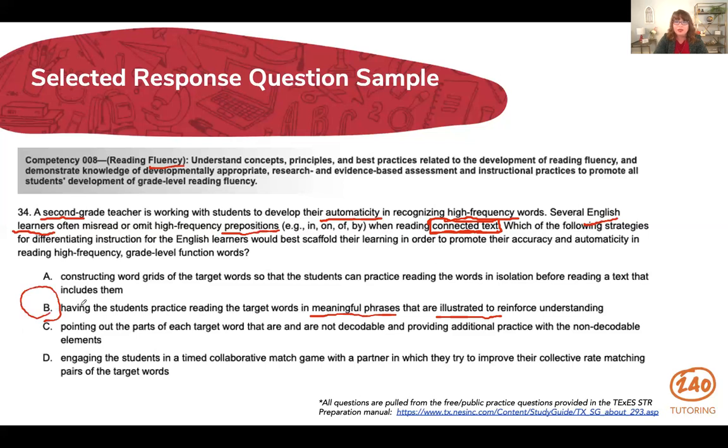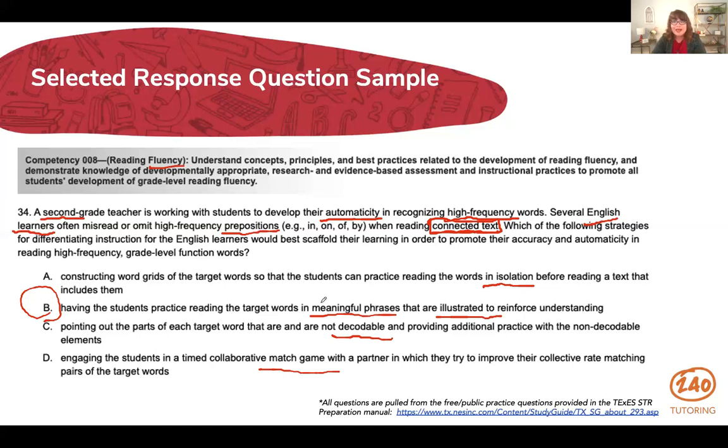Now let's talk about why the others are not. Choices A, C, and D are not directly aligned with supporting students in reading these words in connected text. All right. Plus, they are missing that extra spotlight of being illustrated to help those English language learners. So again, they were reading these in isolation. All right. We're looking at decodable and non-decodable parts. So we're reading again in isolation. And here we're doing a match game, which is just going to have those words in isolation. So we're trying to scaffold that issue of being able to read it in a connected text in a meaningful way. So answer choice B is correct here.